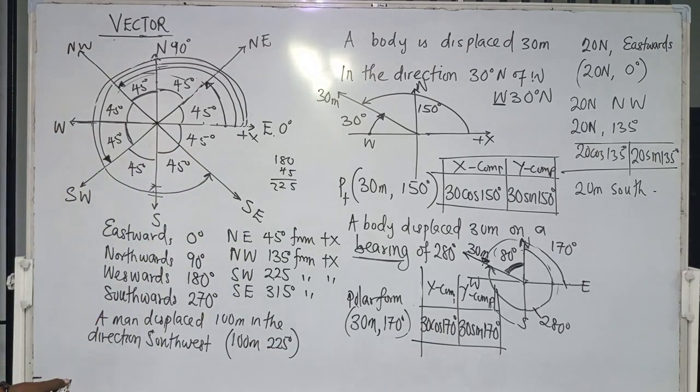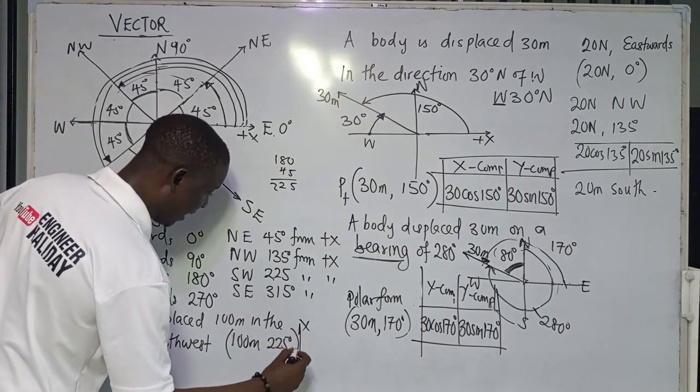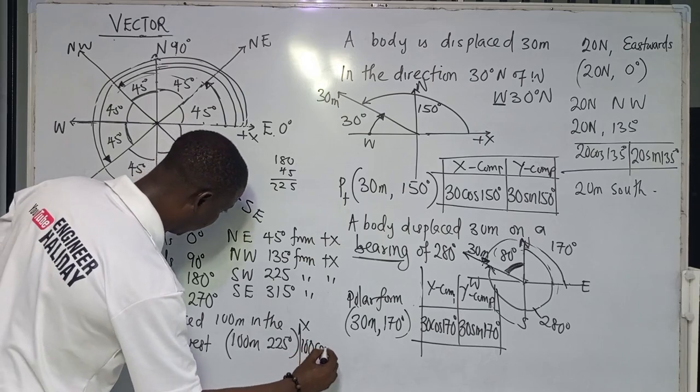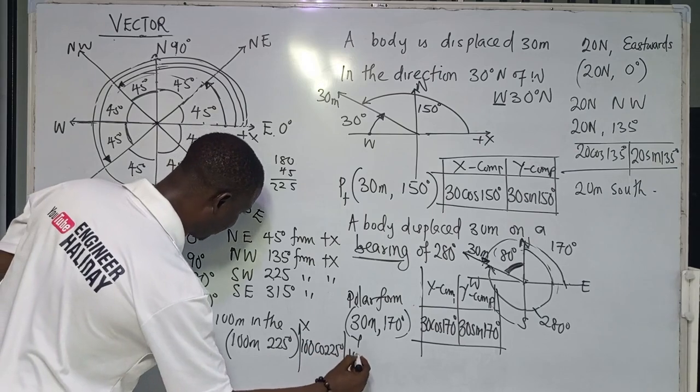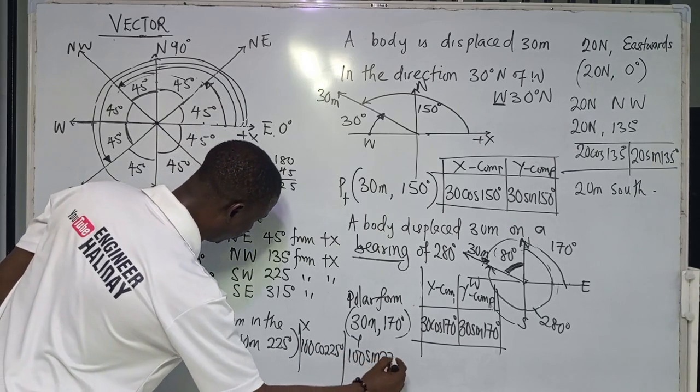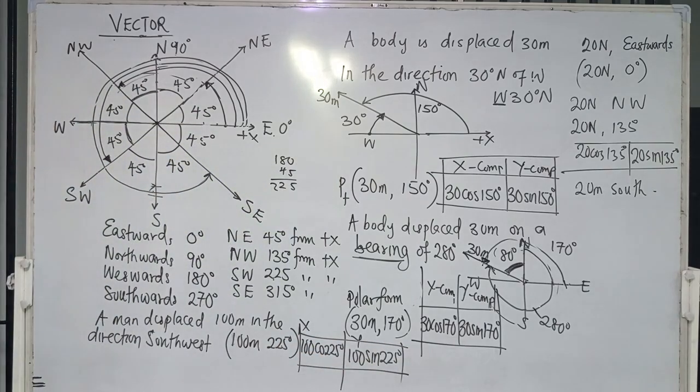So if you want to resolve it now, what will be the x component? The x component will be 100 cos 225 degrees. Then the y component will be 100 sine 225 degrees. We have successfully resolved the angle. You understand me now? That is how to go about it. It's not difficult, it's not hard.